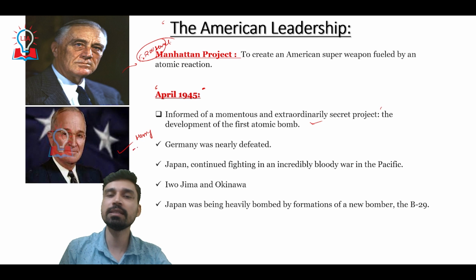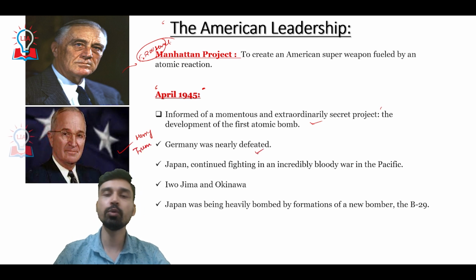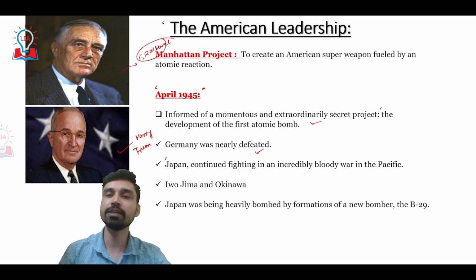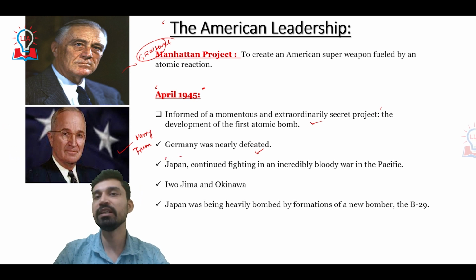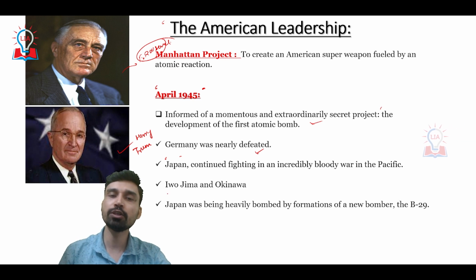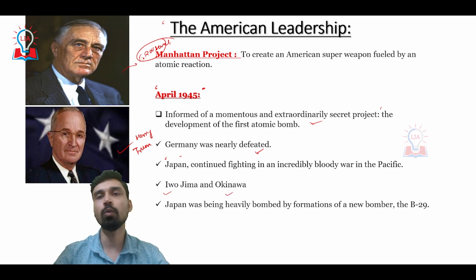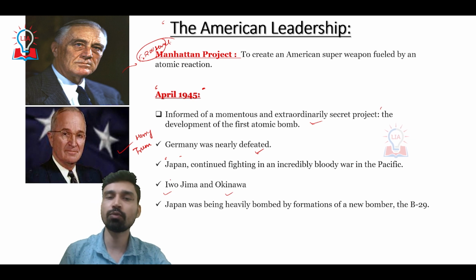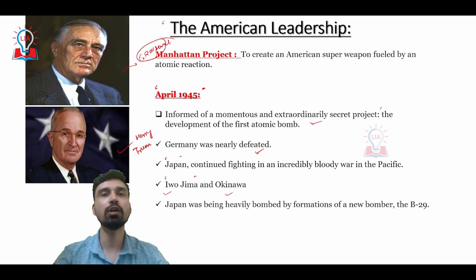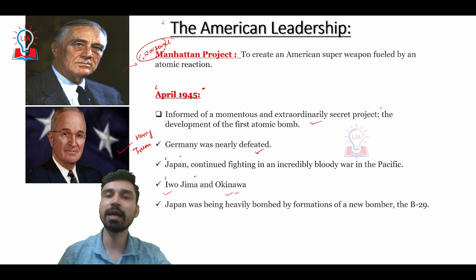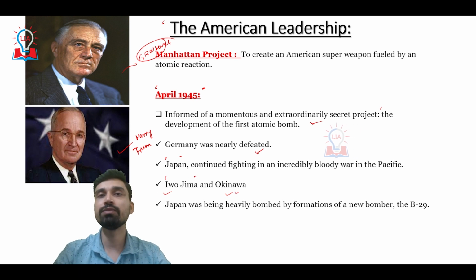During the presidency of Harry Truman, Germany was nearly defeated. However, the US was continuously fighting against Japan in what was considered an incredibly bloody war in the Pacific Ocean. Two major battles were fought during the Second World War: one was the Battle of Iwo Jima, and the second was the Battle of Okinawa. These battles were very bloody in terms of the lives they claimed, both on the American side as well as the Japanese side.